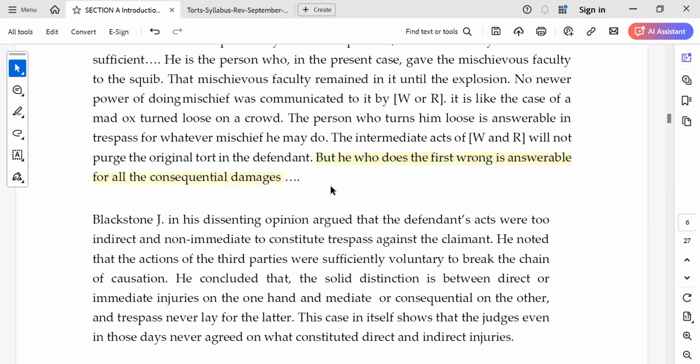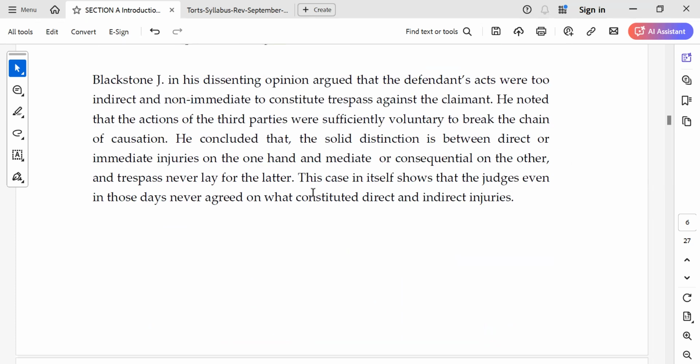So in your exam you might get a similar case where one person does something and other persons are intervening. So ultimately, you have to recognize what has happened here, and you can take this case. This case will help, and you can write the answer.